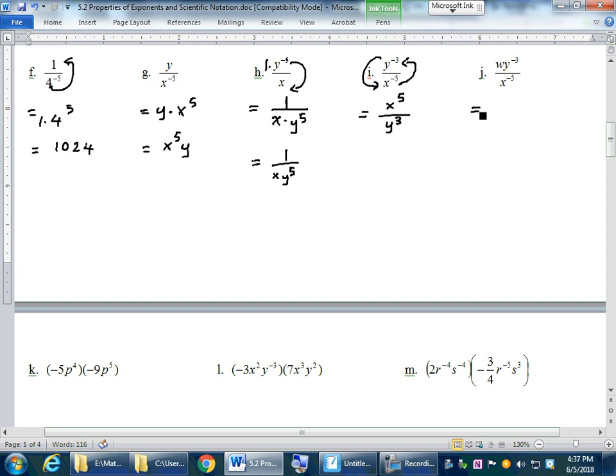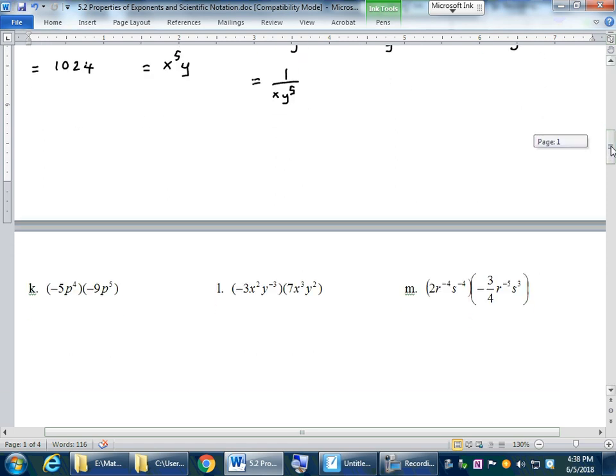Similarly, for j, that will become w times x to the 5th power, and then y to the 3rd power comes down to the denominator to become this. So hopefully you get better with this property number 7, because 7 is where most of us have problems. Okay.